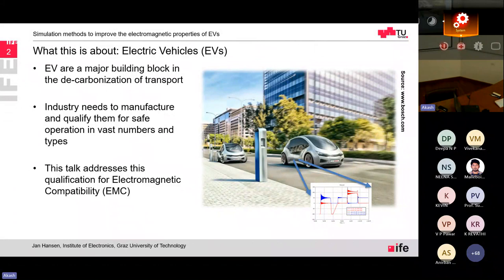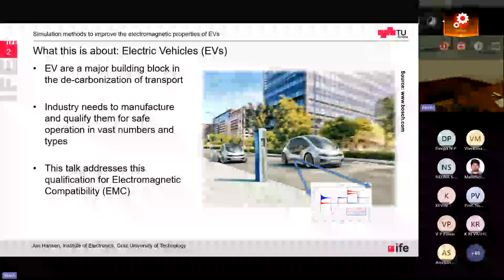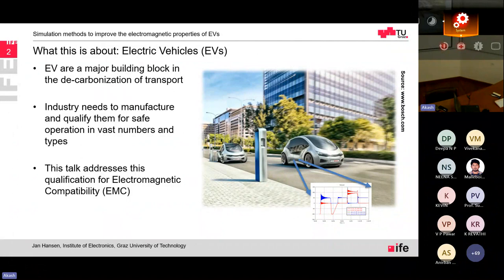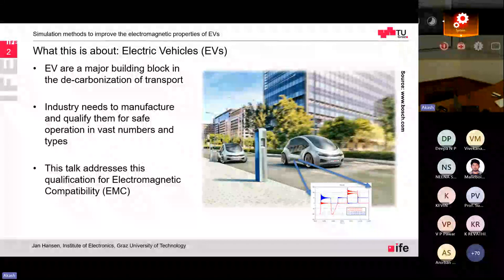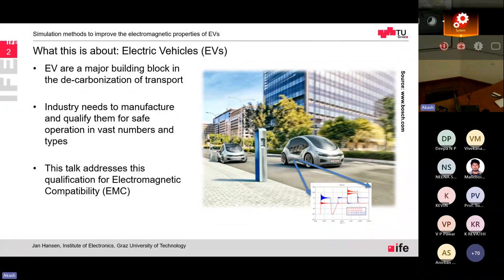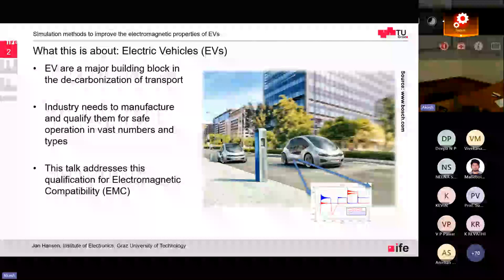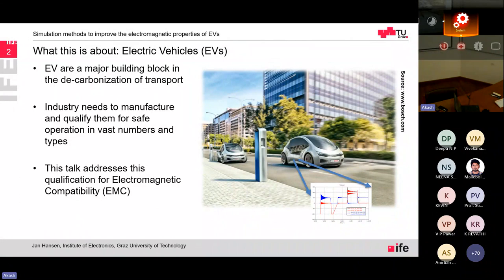Now, industry needs to manufacture many of them, and not just many in terms of numbers, but many different types, like big ones and small ones, expensive ones and cheap ones, long range ones and short range ones. So the industry has to develop all these different types of vehicles. And there are a number of safety issues that you have to consider, safety mechanisms that you have to obey. There are mechanical ones and thermal ones, all sorts of safety issues. I'm focusing in my talk on a very particular one, which is the qualification for electromagnetic compatibility. That's called EMC. If you do not really know what it is, I hope after my talk you will have some understanding of what this means. You see here the inside of this vehicle, and there are some voltage waveforms displayed. So it will have a lot to do with voltages and currents and electromagnetic fields.